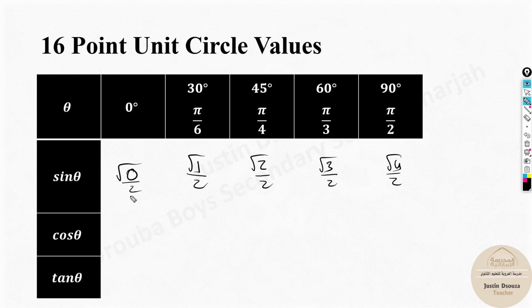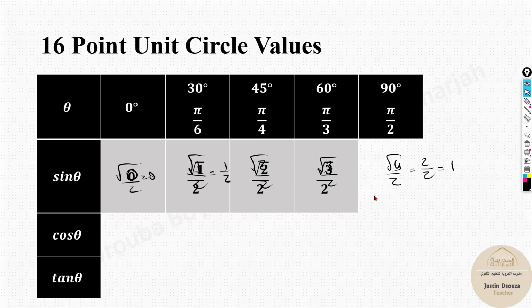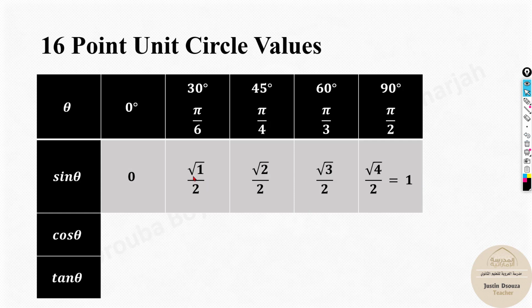So what is root 0 by 2? It'll be 0 by 2, which is 0. What is root 1 by 2? It'll be half, because root 1 is 1. This is root 2 by 2 as it is, and root 3 by 2. Now what is the square root of 4? It'll be 2 by 2, that is 1. So the final answers, you can see over here, are 0, 1 by 2, and this is 1. You don't usually see it as root 1 by 2. It's 1 by 2 only, okay?